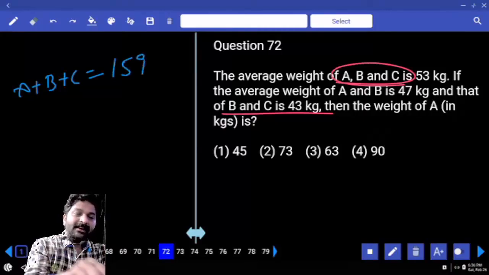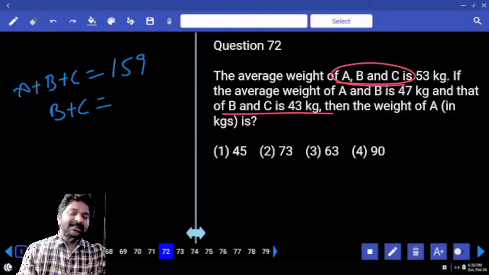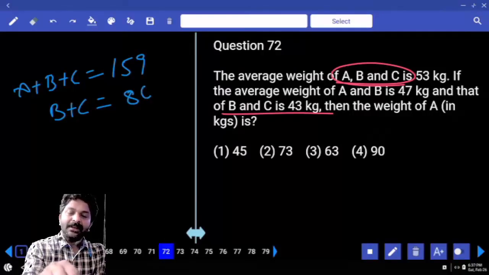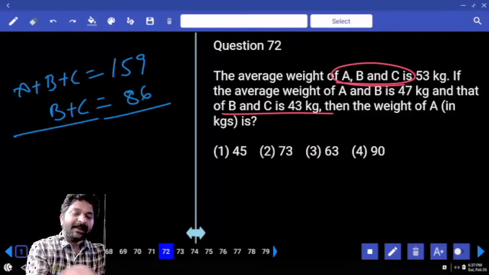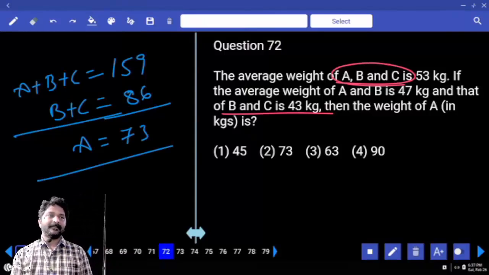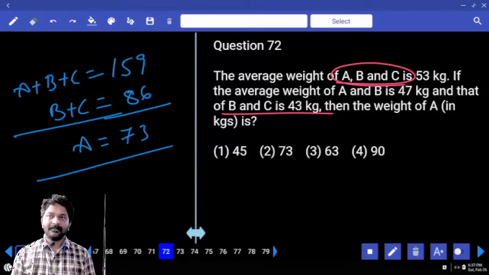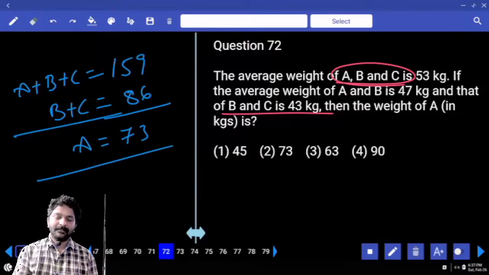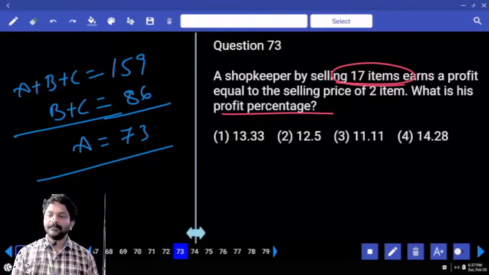159. And you know that average of B and C is equal to 43, then sum of B and C is equal to 86. If you subtract BC from ABC, you will get A value which is equal to 73. Done.